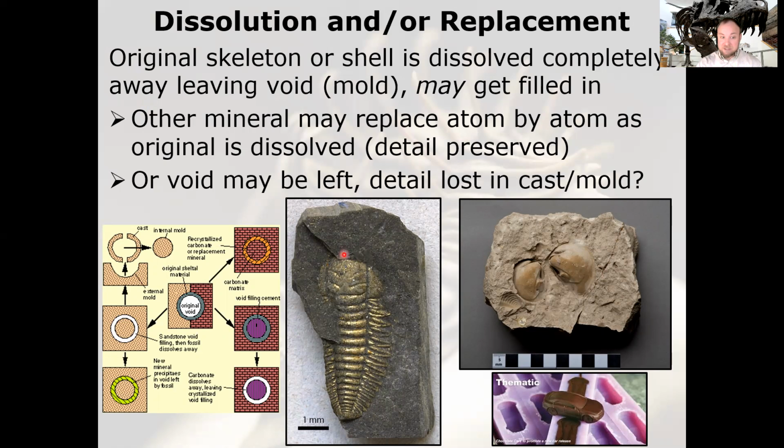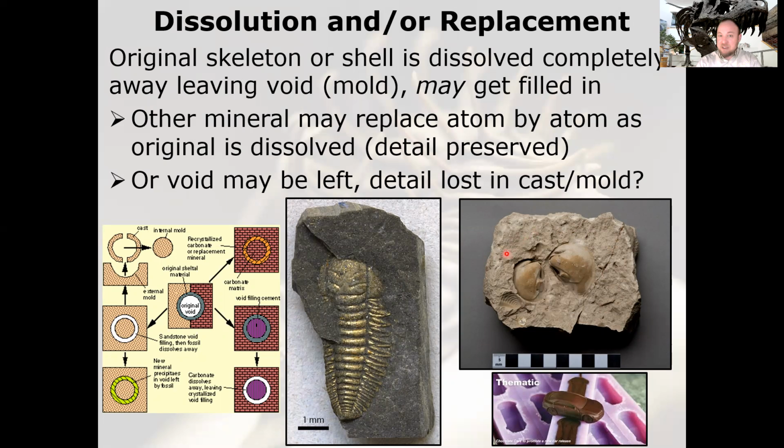So this is a New York State fossil, and you see the legs are preserved, the antennae are preserved in some of the specimens. Some of them even have eggs and even gills preserved. Incredible detail from the dissolution and replacement with pyrite minerals.